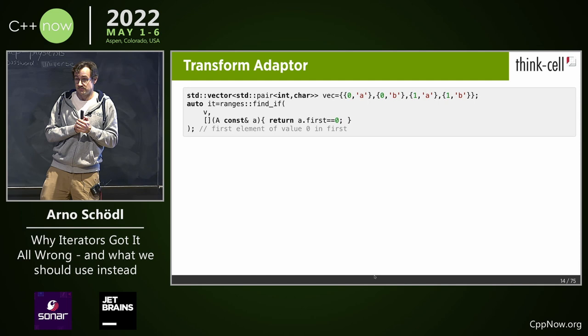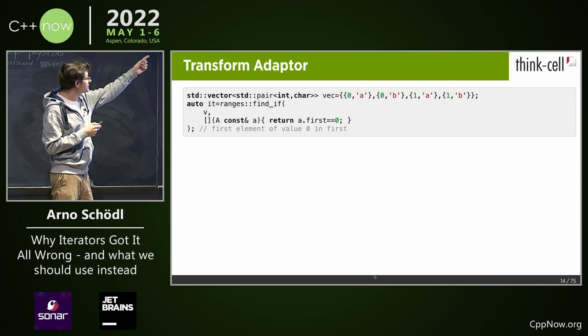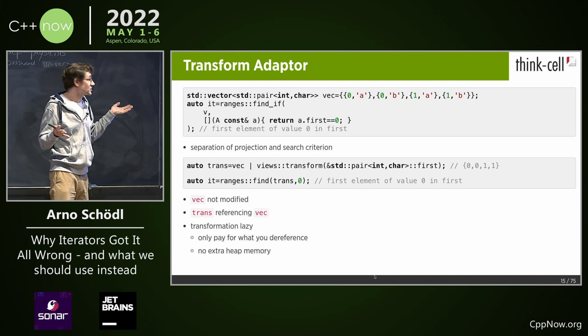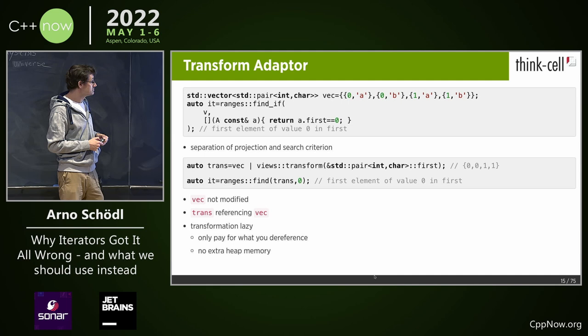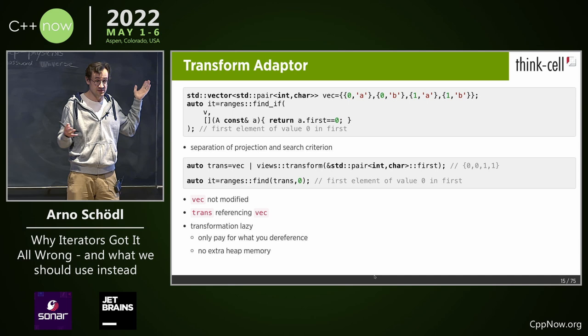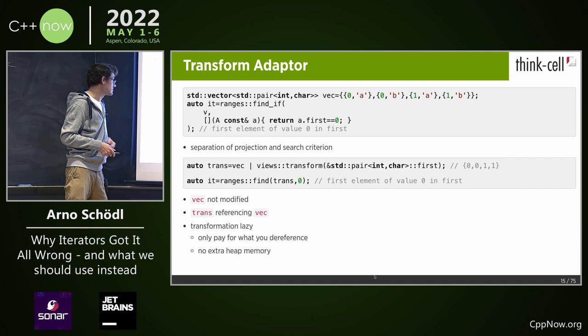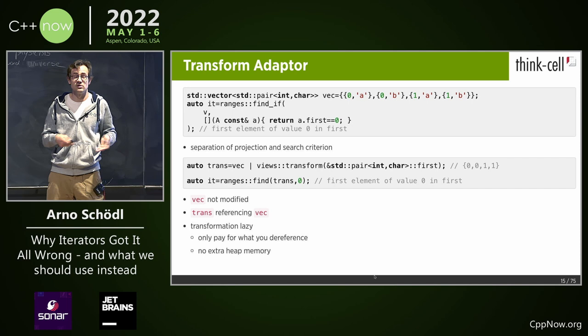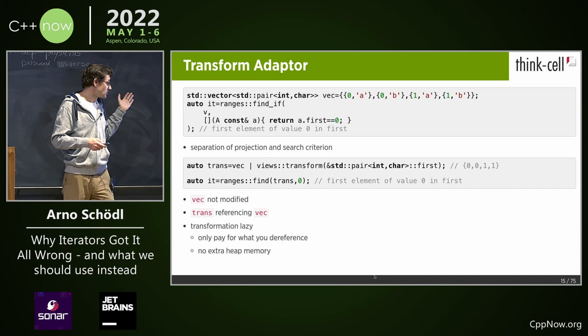So here, instead of doing it the old-fashioned way with a find_if, you could separate the projection and the search. First, you create a transformed view. Then you find on this view with the same old find function that we used on the original vector, looking for zeros or ones. The vector doesn't get modified, and the transform is, of course, referencing the vector. All the transformations, this projection, happen lazily. Only when the iterator gets dereferenced do we actually do the projection. So it's all old stuff that's already in ranges.